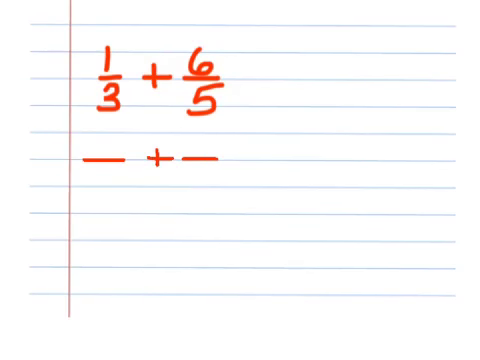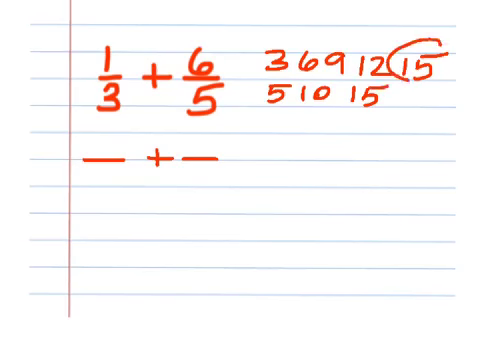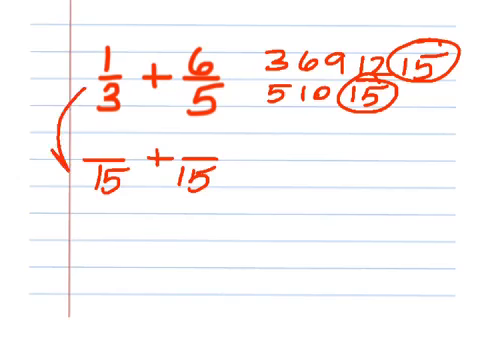The common denominator between the two will be 15, and here is why. 3, 6, 9, 12, 15. 5, 10, 15. 15 is the least common multiple between 3 and 5. It's the one that shows up first that they have in common. So we use 15. 3 times 5 is 15, so 1 times 5 is 5.